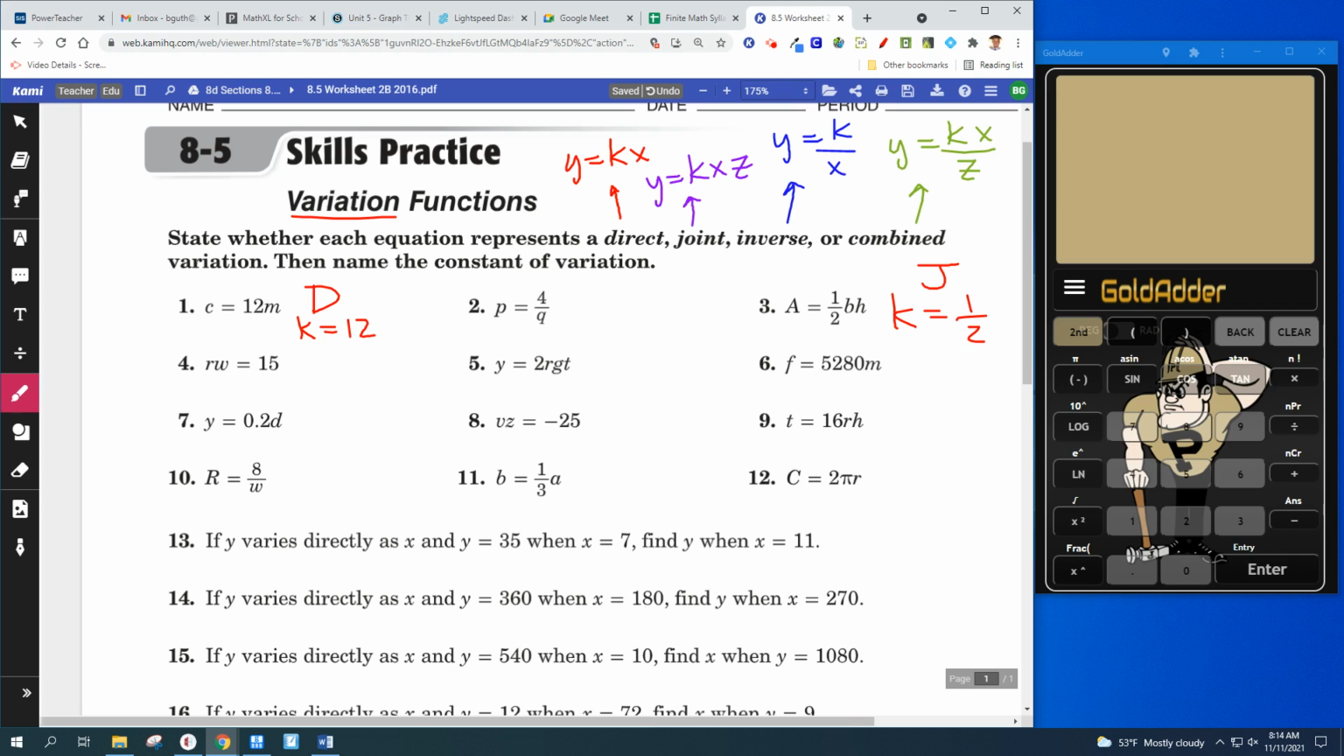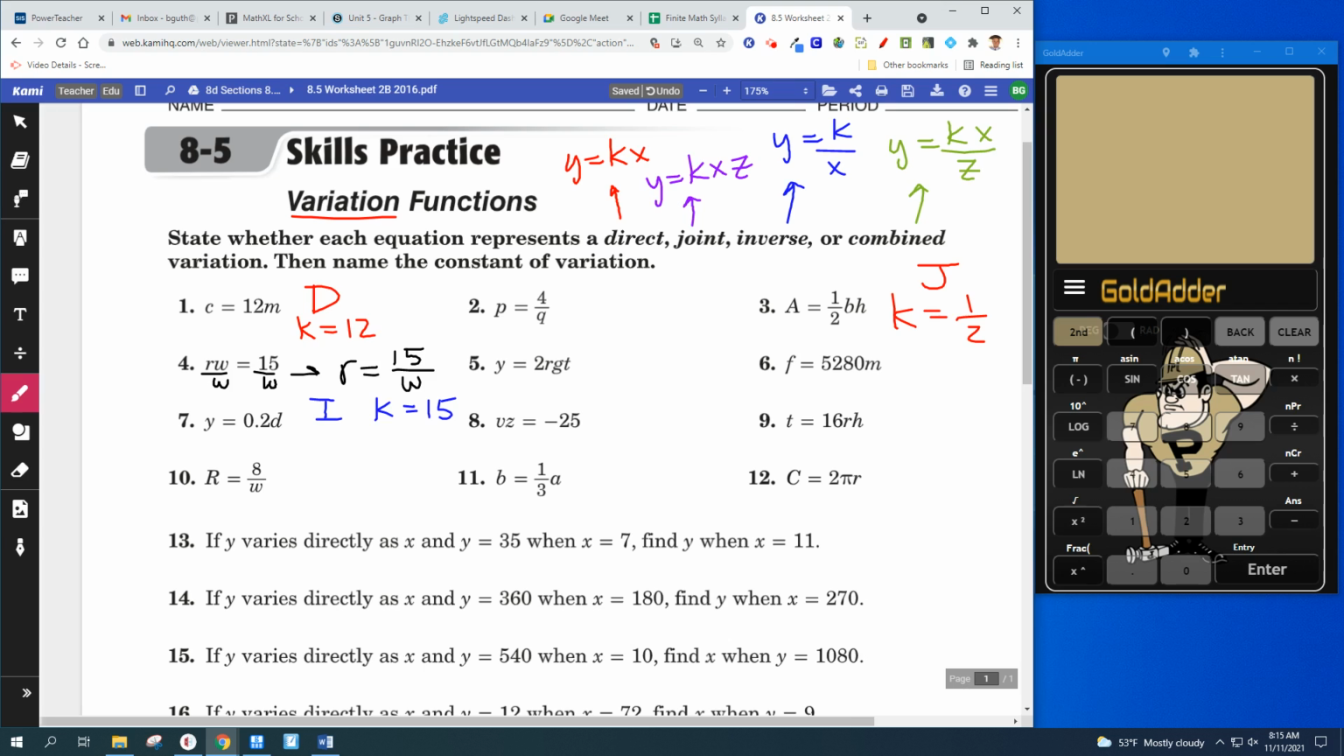Okay, number 4 is a little bit weird because the two variables are on the same side. RW equals 15. What we would want to do is isolate one of the variables, and it doesn't really matter which one. So let's say we isolate R. We would divide by W in order to isolate R. It's not really set up the way we want. So if we divide by W on both sides, the new equation will be R equals 15 over W. That's more like it. That looks like one of our types. Which type does that look like? That's inverse. That's the blue one, right? Okay, that's inverse. So let's write I for inverse, and then k is just the number 15.